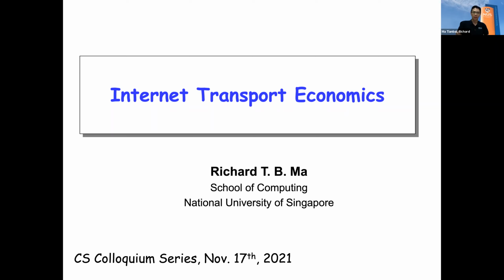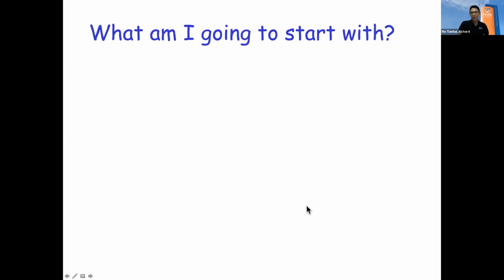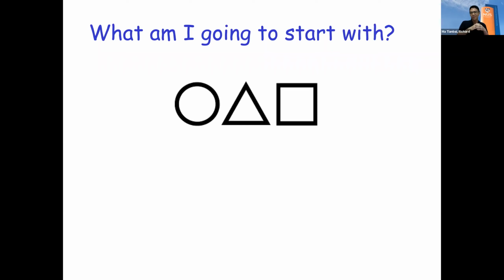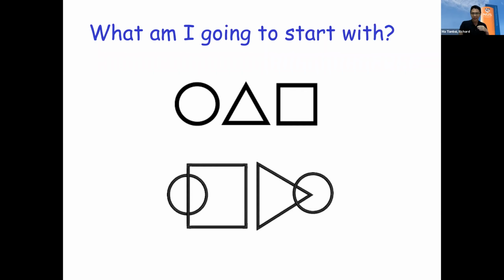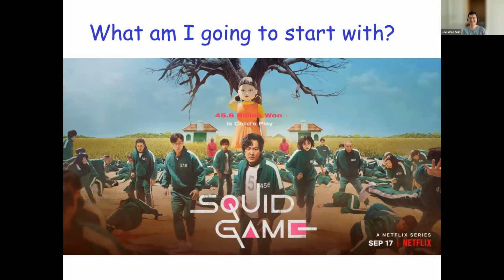Today, I'm going to talk about internet transport economics. So given the broad background of the audience, I was wondering, what am I going to start with? I thought maybe I'm going to start with something simple and fundamental like this, or something a little bit more complicated like this. So I'm not sure, but maybe some of you have guessed. It's about this. So actually, it is a Korean drama series called Squid Game, produced by Netflix just a couple of months ago. Okay, so why is this such a big deal?